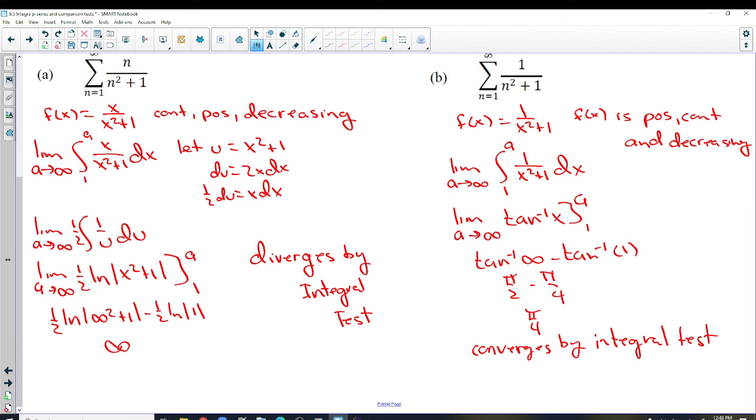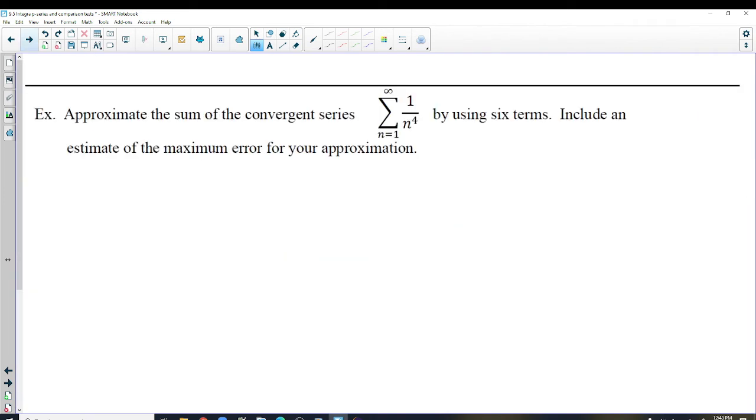Anything down here? Nope. Approximate the sum of the convergent series by using 6 terms. Include an estimate of the maximum error for your approximation. So let's use the first 6 terms: 1 plus 1 over 2 to the 4th, 1 over 3 to the 4th, 1 over 4 to the 4th, 1 over 5 to the 4th, and 1 over 6 to the 4th. And that's equal to 1.0811235334.